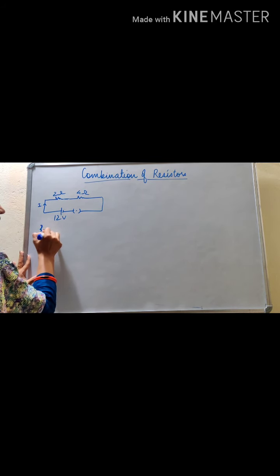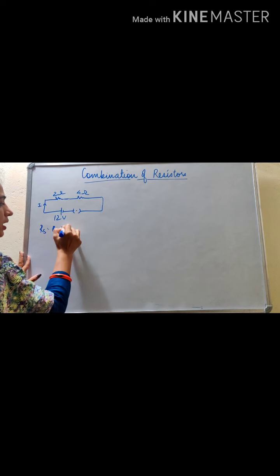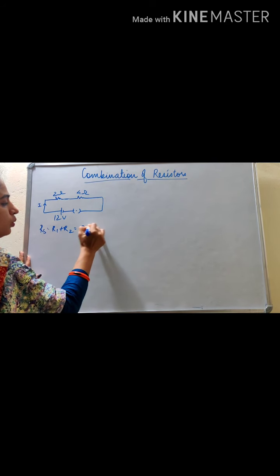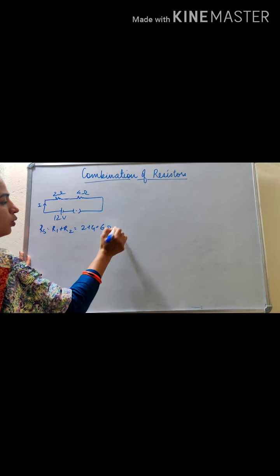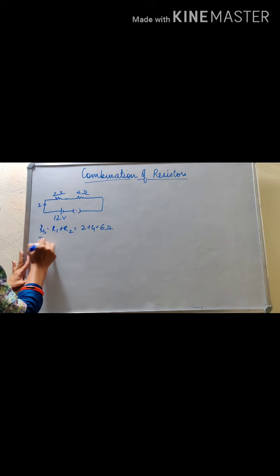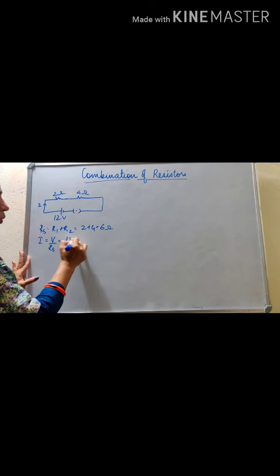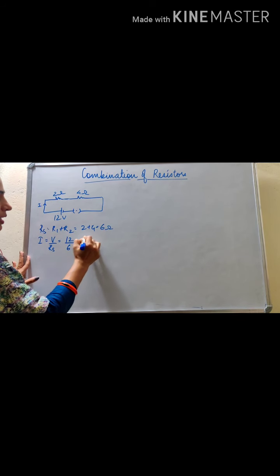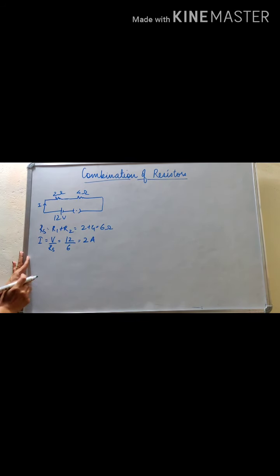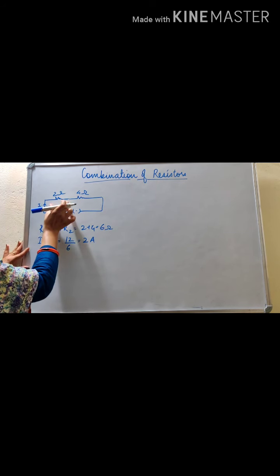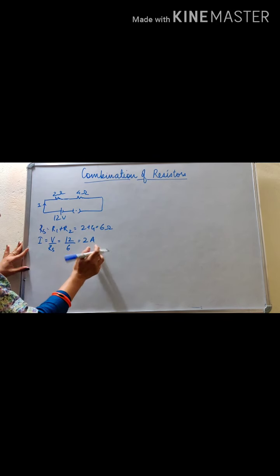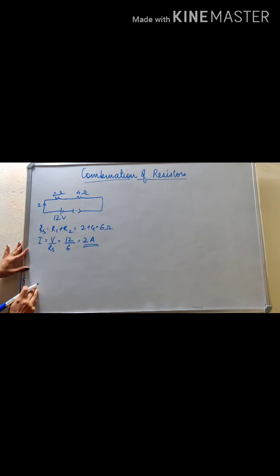So we know Rs is equals to R1 plus R2. That is equals to 2 plus 4, that is 6 ohm, right? So current I will be equals to V by Rs. What is V? 12 by Rs is 6, that is 2 ampere. So current in the full circuit is 2 ampere. What is current in each resistor? Current in R1 is equals to current in R2 is 2 ampere because current will be same.